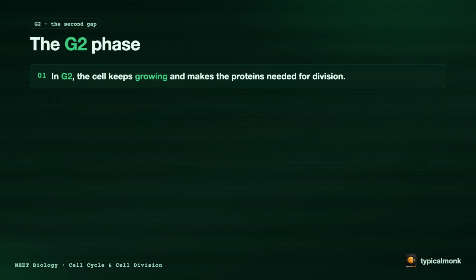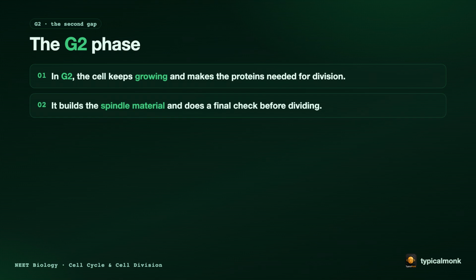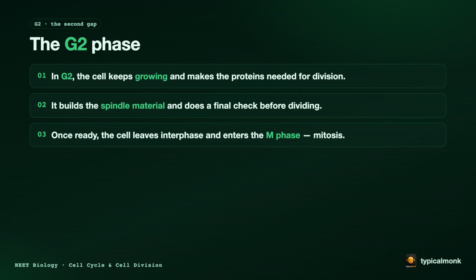Now, the last part of interphase, G2. In G2, the cell grows more and makes the proteins needed for division. It prepares the spindle material and does a final check before dividing. Once ready, the cell leaves interphase and enters the M phase, that is mitosis.